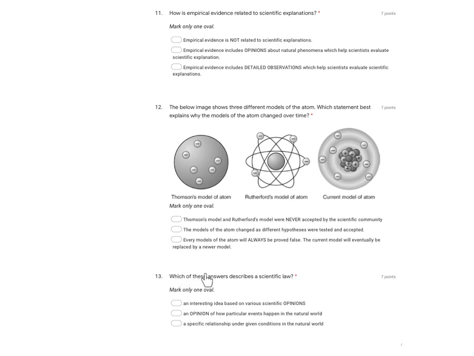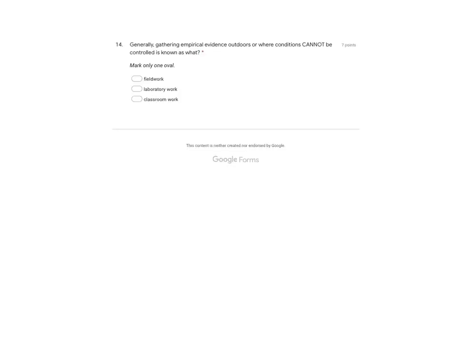Number 13. Which of these answers describes a scientific law? An interesting idea based on various scientific opinions. An opinion of how particular events happen in the natural world. A specific relationship under given conditions in the natural world. Number 14. Generally, gathering empirical evidence outdoors or where conditions cannot be controlled is known as what? Field work, laboratory work, classroom work.